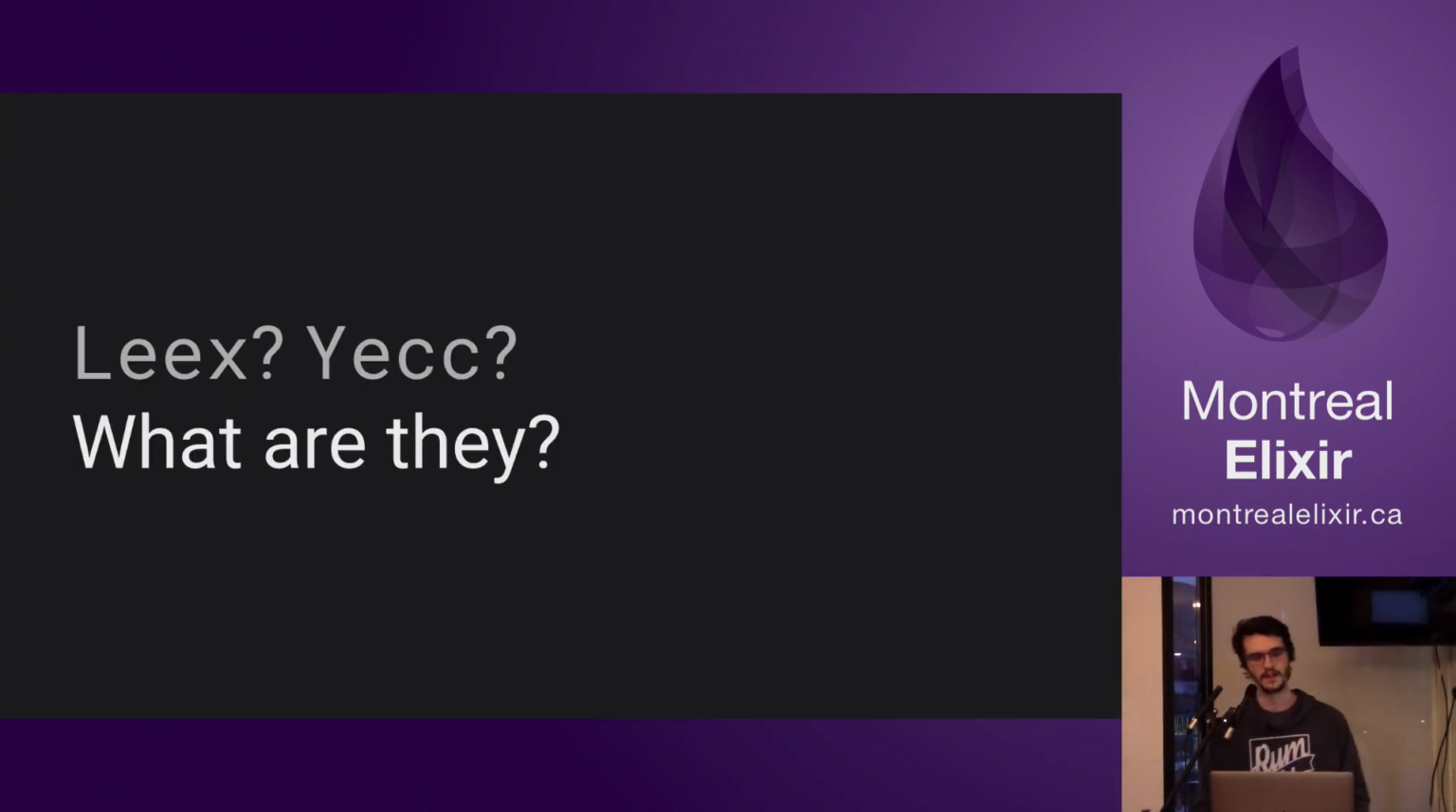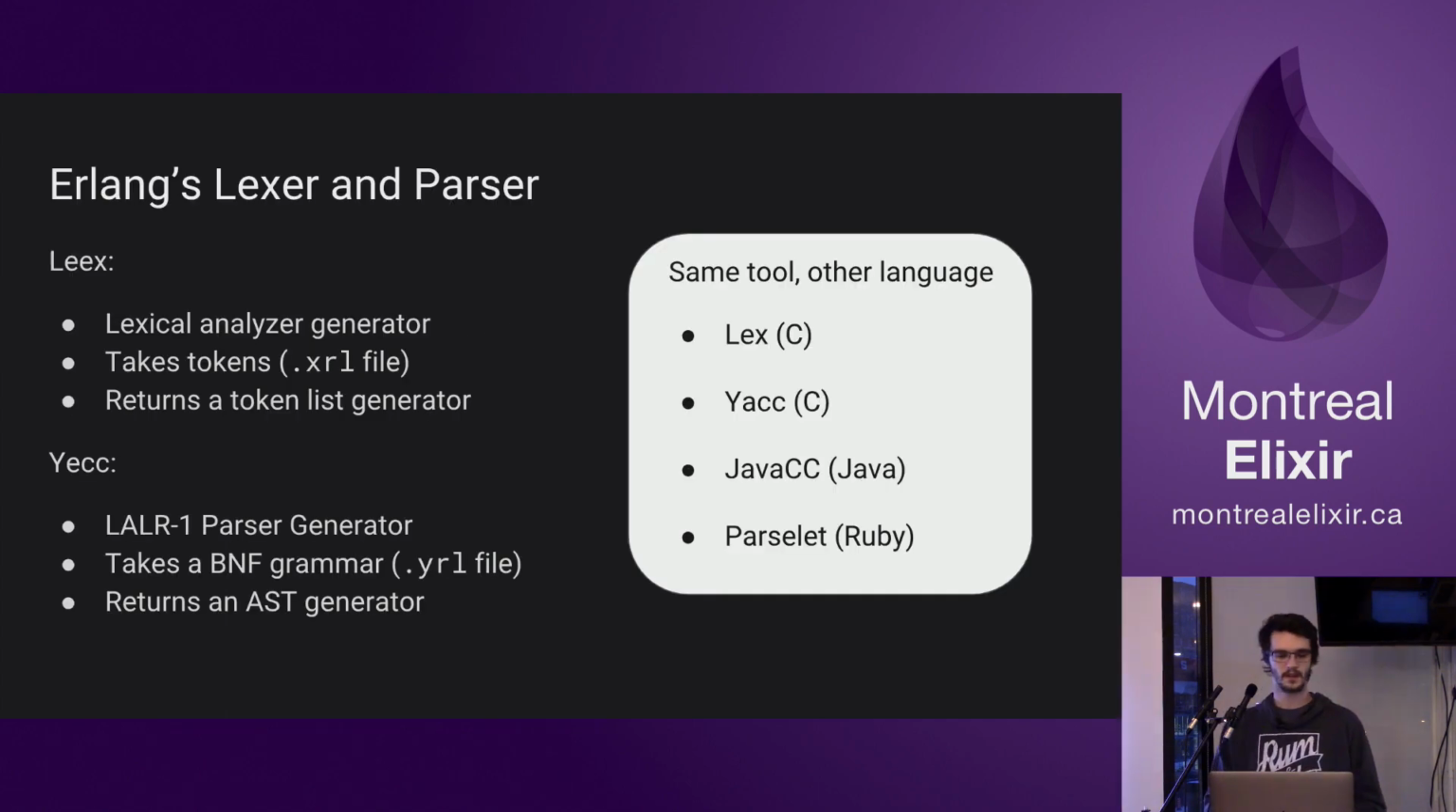So let's get started. Now maybe some of you might be wondering what they are and what they're used for. We don't hear about them that much when we hang around Elixir, Phoenix, and Ecto documentation. However, they're used in the language itself and in many libraries. These two have been implemented in Erlang since 1997. Leex is a lexical analyzer generator, so it takes a token definition file in an XRL format and returns a Lexer. Yecc, for its part, is an LALR1 parser generator, so it takes a BNF grammar and returns an Erlang parser module.